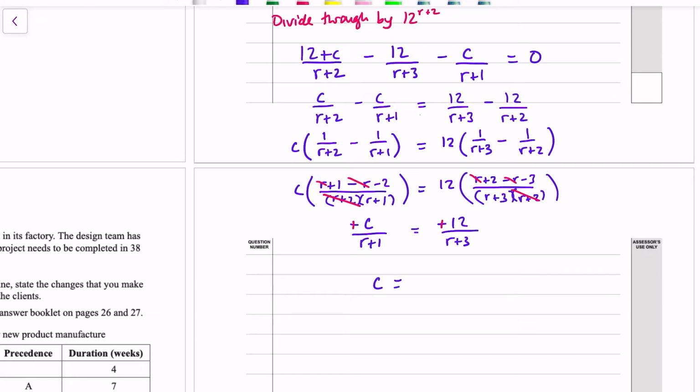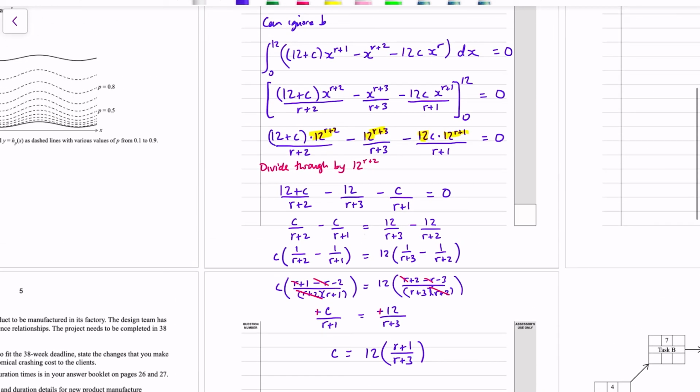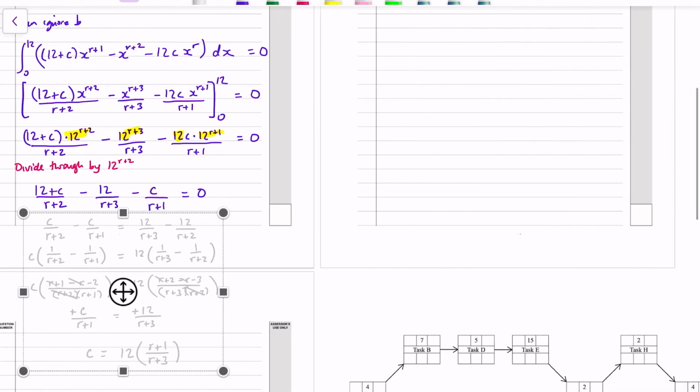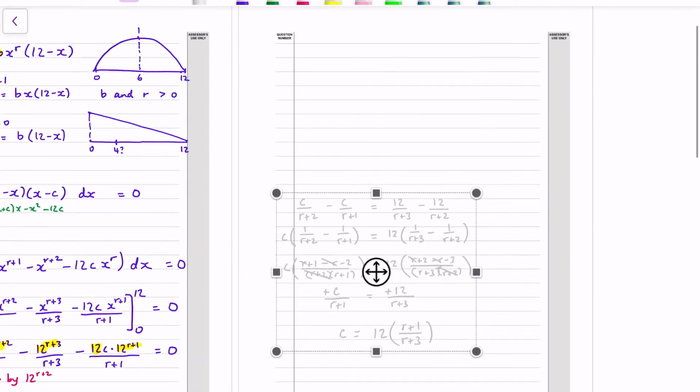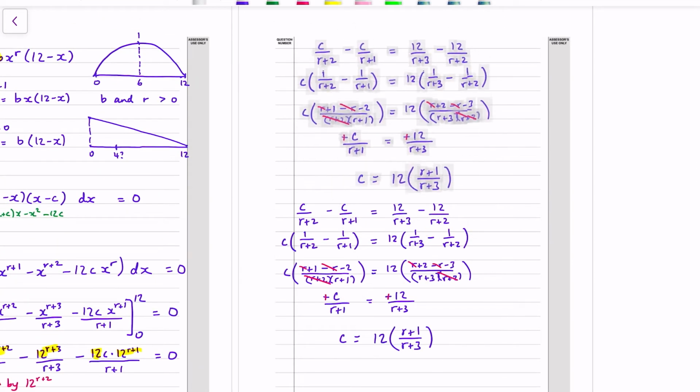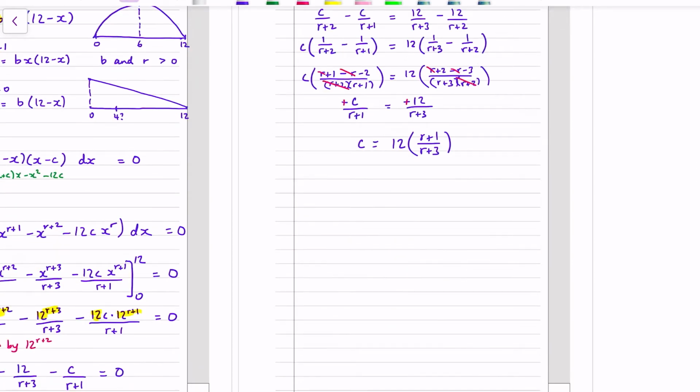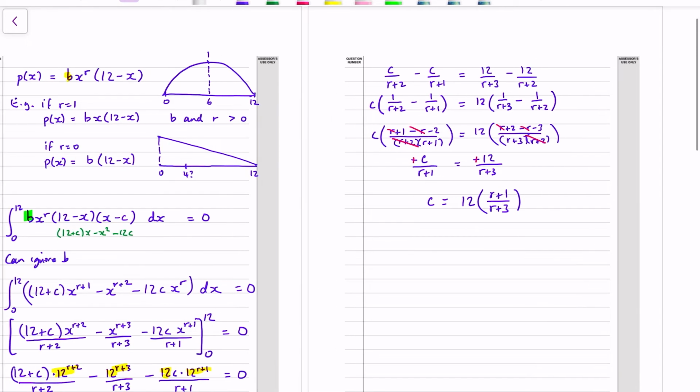And I told you this had some serious algebra to manipulate. 12 times r plus 1 over r plus 3 is how the centre of gravity depends on r. Let's just move this all up to here. Right, how does that actually compare with our two trivial cases that we considered? So checking with those.